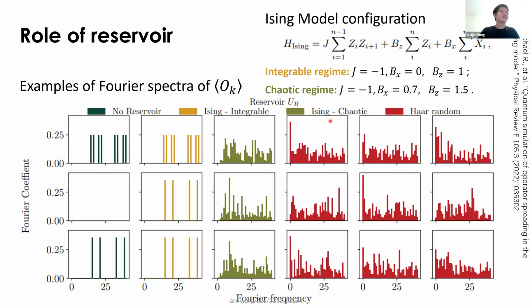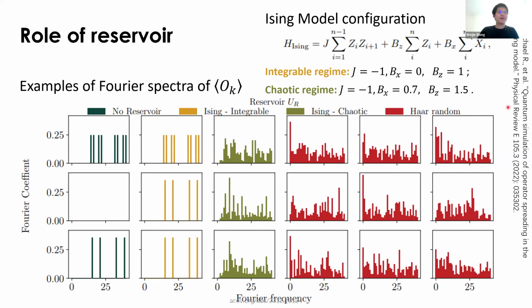So the Ising model is defined as follows. You have the interaction term between neighboring qubits in the z direction, and also the field energy in the z direction for the integrable Ising model. For the chaotic regime, the parameter for the energy in the x direction is non-zero. So basically, you can consider the chaotic regime as an Ising model with an arbitrary external field.